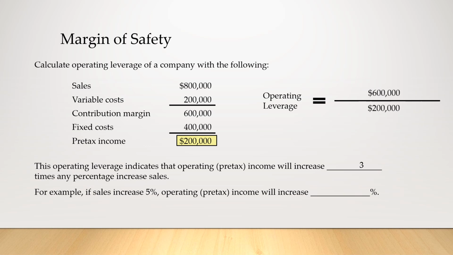Operating leverage indicates by how many times a company's pre-tax income will increase for every percent increase in revenue. For example, if sales increase by 5% for this company, its operating income will increase 15%: 5% multiplied by the operating leverage of 3.